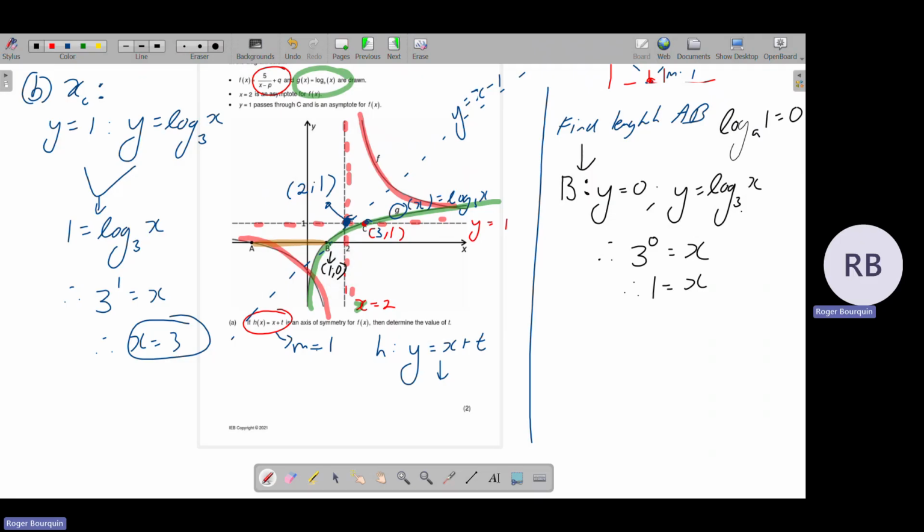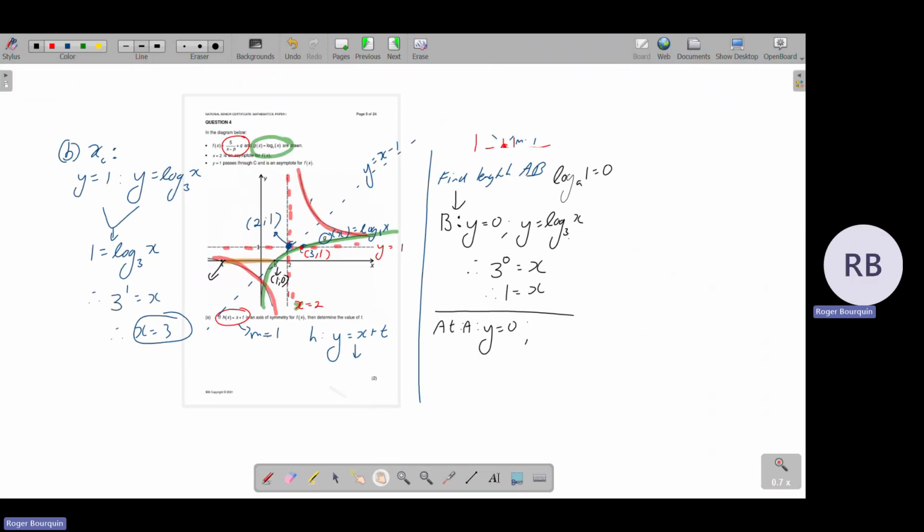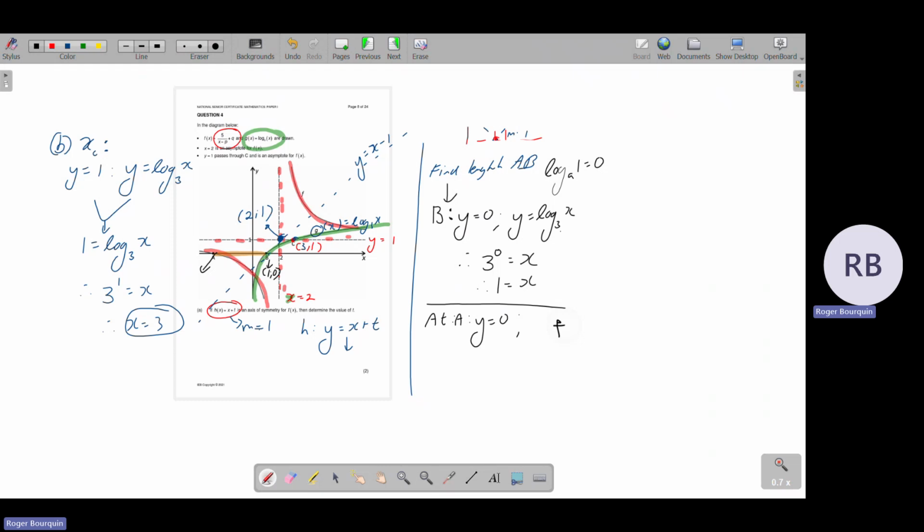Are we happy with that? Now what do I need? I need to find the x coordinate of A. At A, we know that y is 0. And what's the equation? They didn't give us the equation. They said the equation of graph f, the red graph, is y is equal to 5 over x minus p plus q. But can we get the equation? Yes, because we know the asymptotes. So it's going to be y is equal to 5 over x minus 2 plus 1.